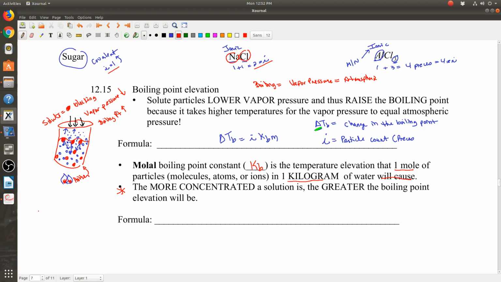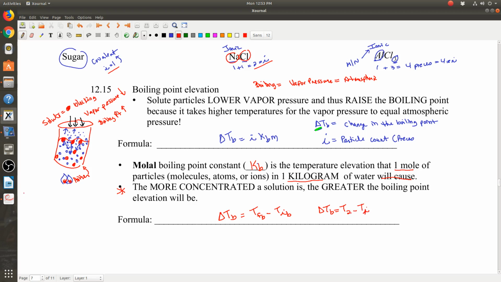Think about that carefully. Now, the second formula that you're going to need to write is delta T sub B, which is the change in the boiling point, is equal to the final boiling point minus the initial boiling point. Or you could say the temperature FB, final boiling point, minus the temperature IB. Or you could say delta T sub B equals the second boiling temperature minus the first one.